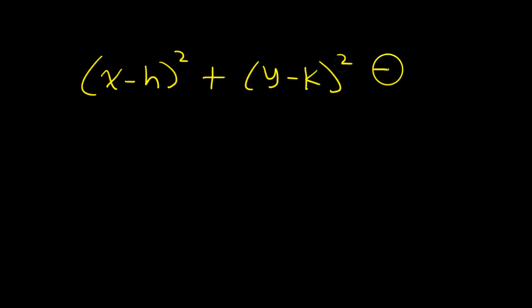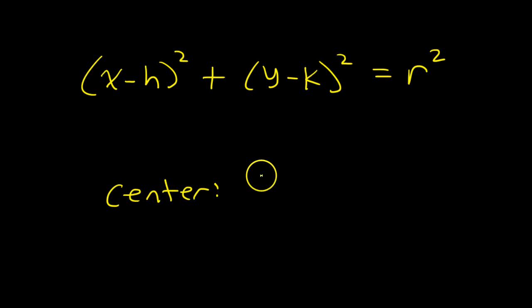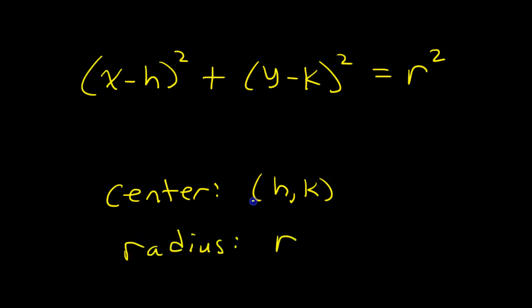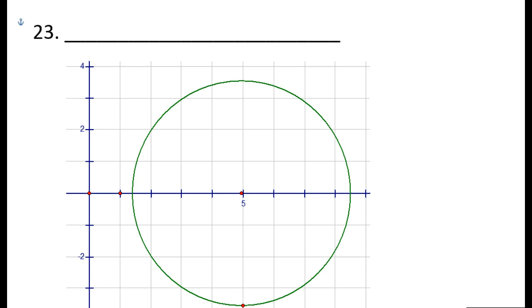It's going to be (x minus h) squared plus (y minus k) squared is equal to r squared, where the center of the circle is the point h comma k, so the opposite of both of these, and r is the radius of the circle. So keeping that in mind, all we need is the center and the radius, both of which we can tell.